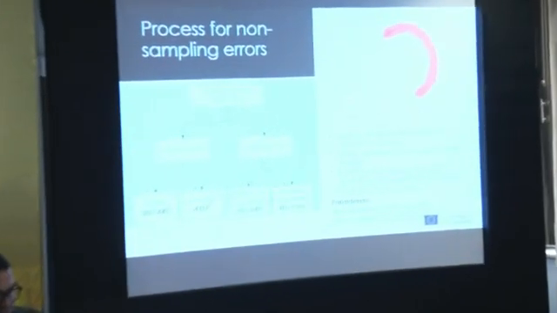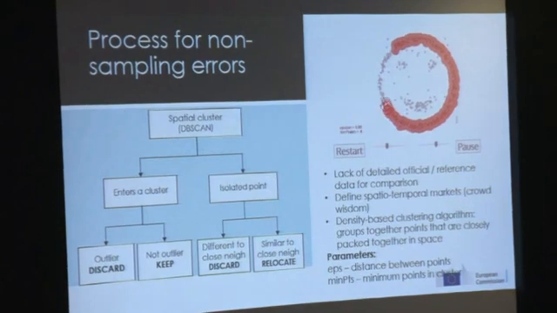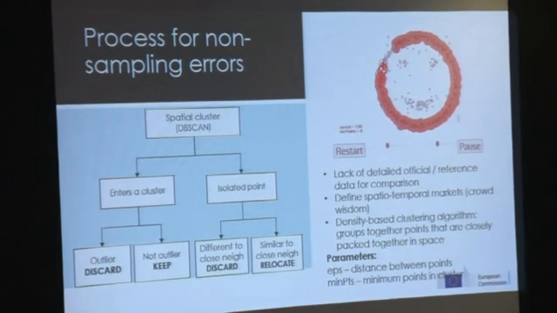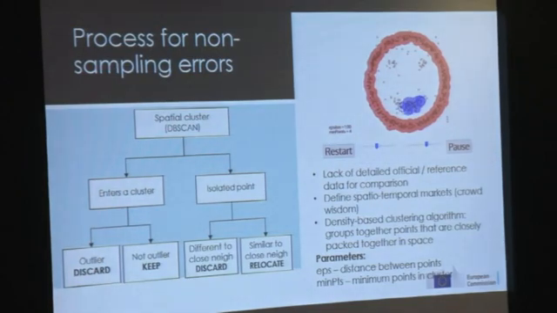How do we deal with the possible errors in the data? We use a spatial cluster algorithm, DBSCAN, that packs together the points that are close in space. We need this because we don't have any detailed official or reference data source to compare our data to. So we need to define this spatio-temporal market, to use the wisdom of the crowd by excluding those data that are very different from the neighbors.